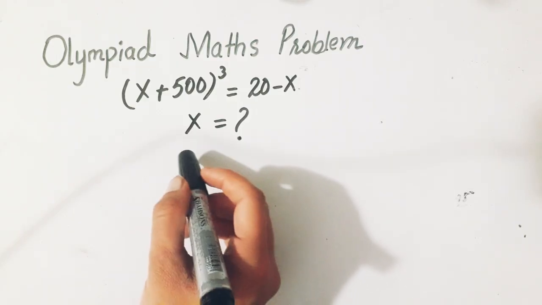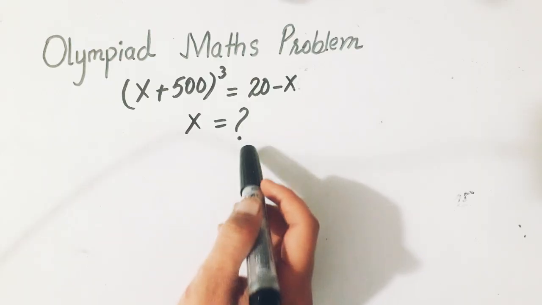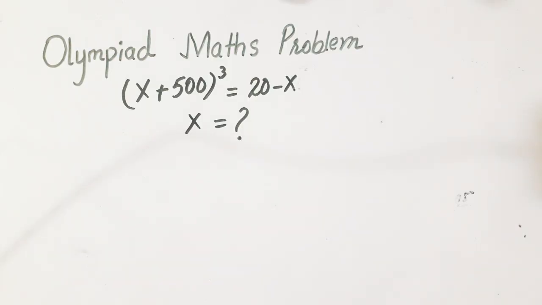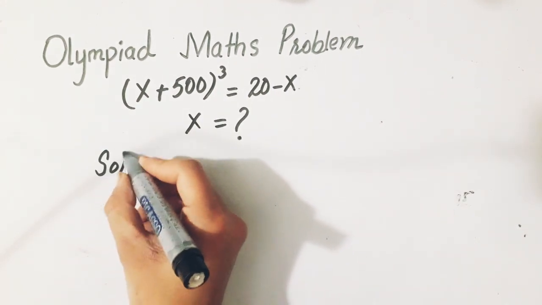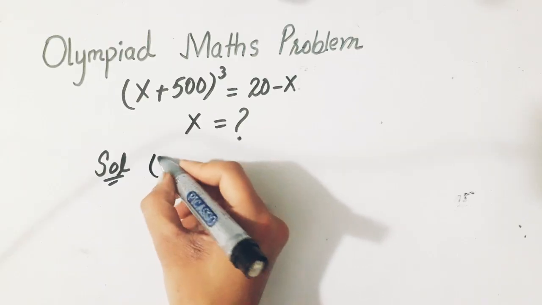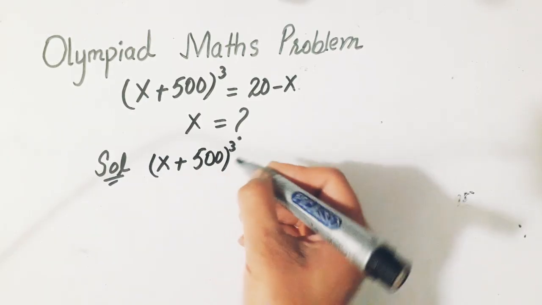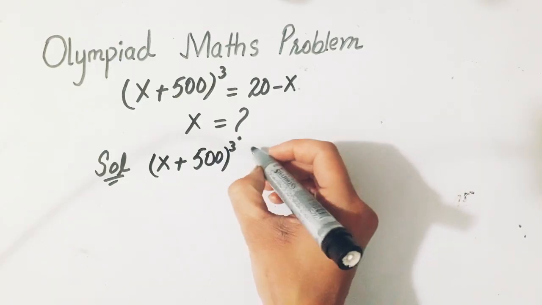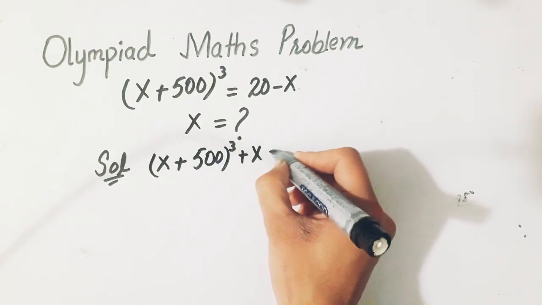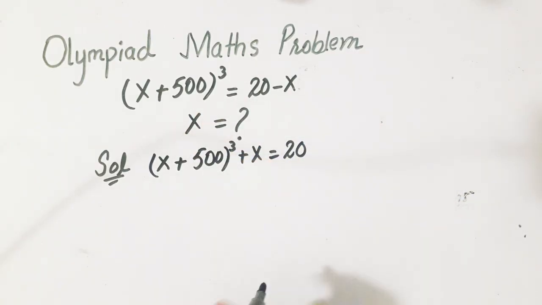Today's problem is (x + 500)^3 = 20 - x. You have to find the value of x. So we will solve this question by rearranging it as (x + 500)^3 plus x equals 20, because this is minus x, it goes to plus x.